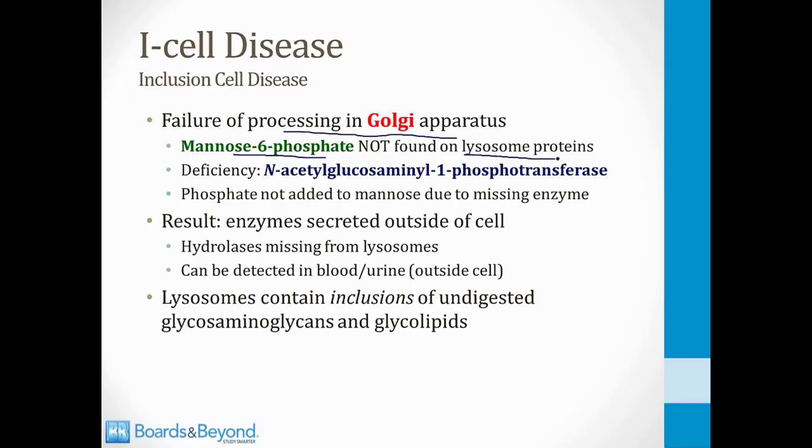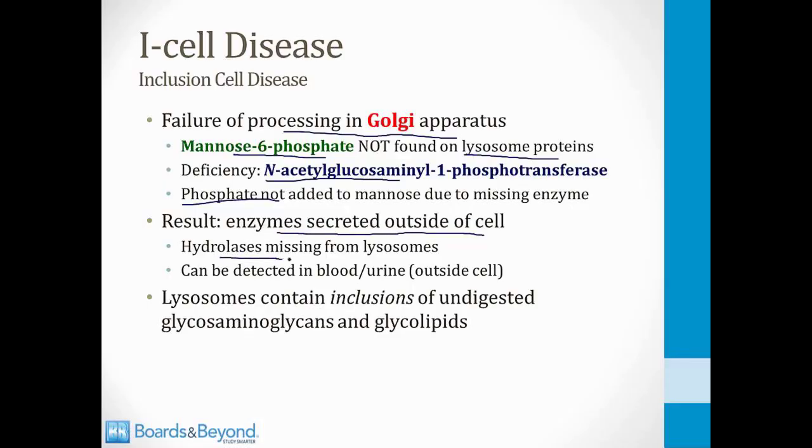The reason this occurs is because of a deficiency of an enzyme called N-acetylglucosamine 1-phosphotransferase, which is a mouthful. But this enzyme is necessary for adding the phosphate group to mannose to form mannose 6-phosphate. So when this enzyme is deficient, the mannose found on lysosomal proteins is not phosphorylated, and therefore the proteins do not go to the lysosome. The result is that the enzymes are synthesized, but they don't go to the lysosome. Instead, they are secreted outside of the cell.